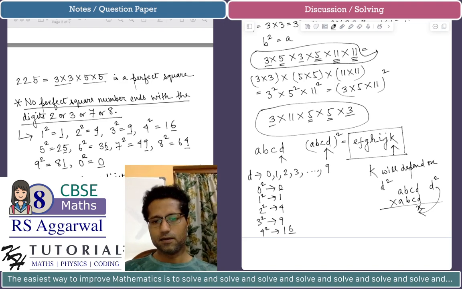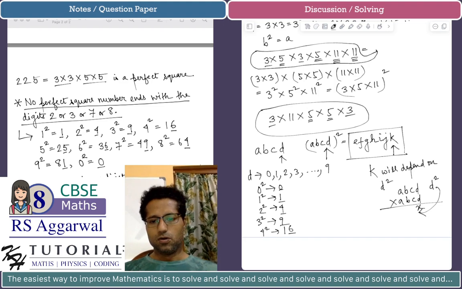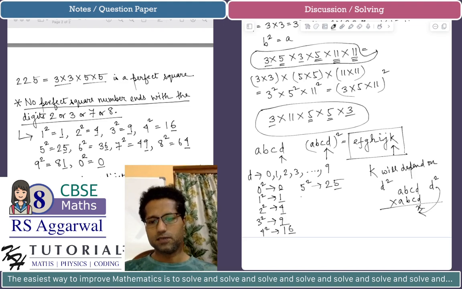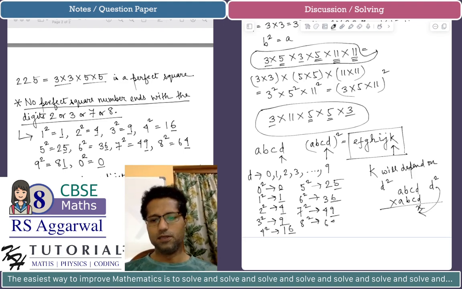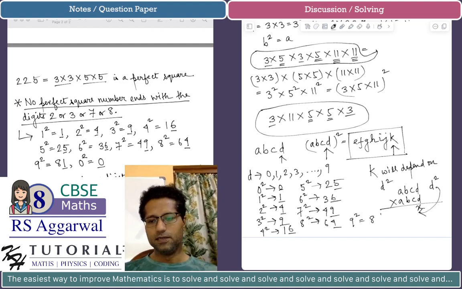So let me underline the digits on the unit place we are getting when we are taking square of the individual digits. So 5 square, when we do 5 square, we get 25. So the digit at the units place is 5. 6 square is 36. So the digit at the units place is 6. Similarly, 7 square, we have 49, and the digit at the units place is 9. 8 square is 64. The digit at the units place is 4, and 9 square is 81. The digit at units place is 1.